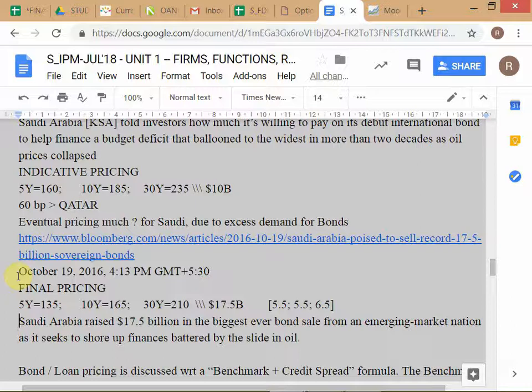Okay, 17.5 billion, because there is very high demand for the bonds. When they launched the issue, they found that there was very high demand for the bonds. So that explains the collapse in the spreads from the indicative pricing, but the indicative pricing is just 1 or 2 days before the actual, if you see the report, okay?